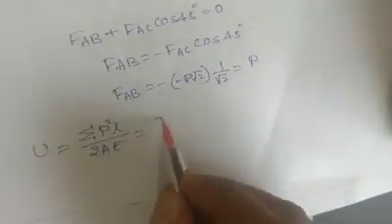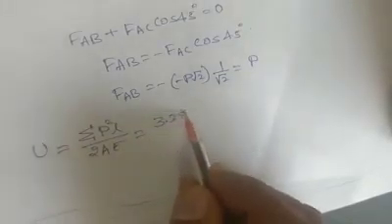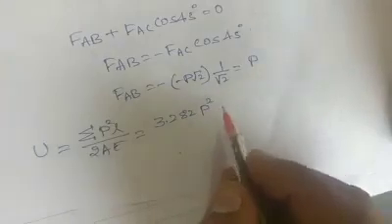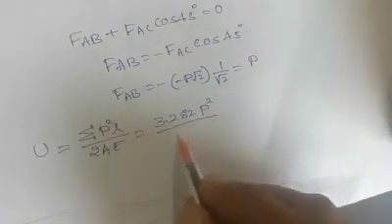Now coming to our total strain energy, U is equal to sigma F square L, where sigma means summation of all the forces, divided by 2AE, and we got this as 3.828 P square by 2AE.